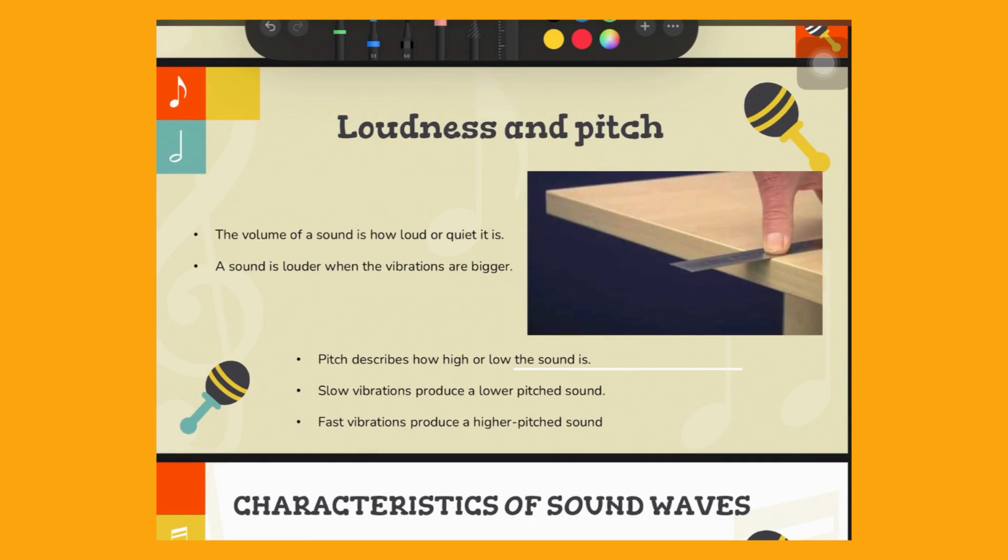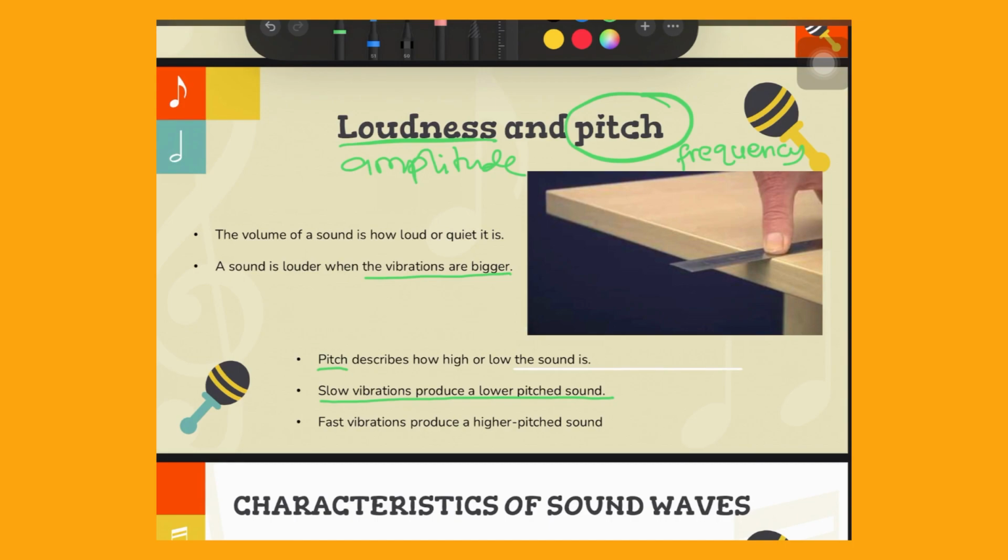Loudness and pitch. The loudness depends on the amplitude, and the pitch depends on the frequency. The volume of sound is how loud or quiet it is. A sound is louder when the vibration is bigger. The pitch describes how high or low the sound is. Slow vibration produces a lower pitch sound. Fast vibration produces a higher pitch sound.